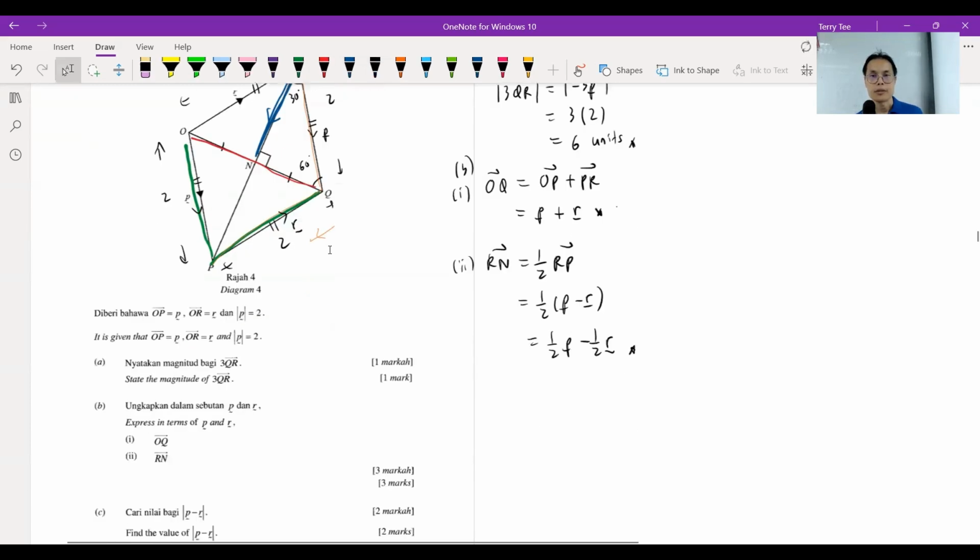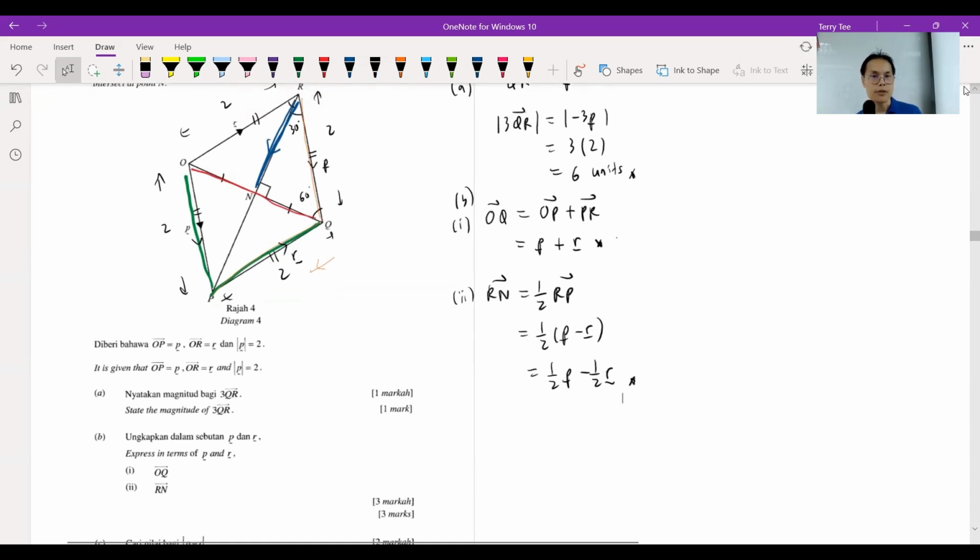Okay. Then finally, cari nilai bagi magnitude P minus R. Okay, magnitude P minus R. If you can see, P minus R is RP. Yeah, RP is going from top here to the bottom here. Here, I already have it, the RP here, this one. So, but before you find this, let's focus on RN first, because we know that this is 2.